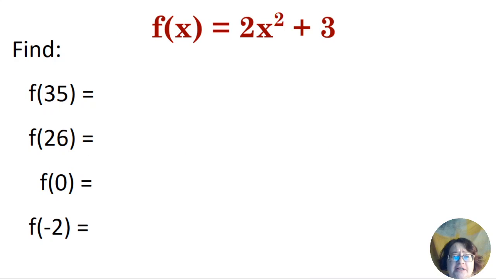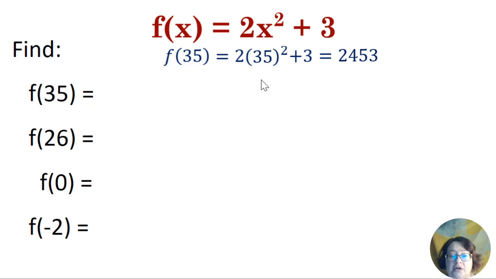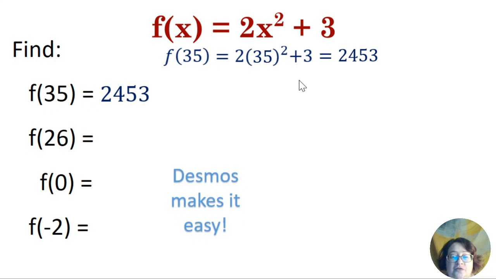So for this expression, f of x equals 2x squared plus 3, we're going to find f of 35 first. What we do for f of 35 is take our expression and replace x with 35. So we're replacing x with the number that's beside f in parentheses. Then we plug that into Desmos and we get back a number. That's our y value. So f of 35 equals 2,453.